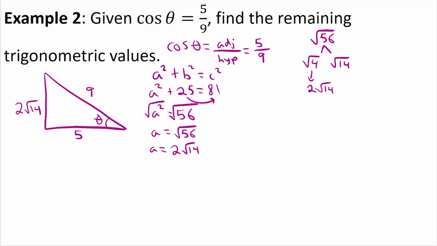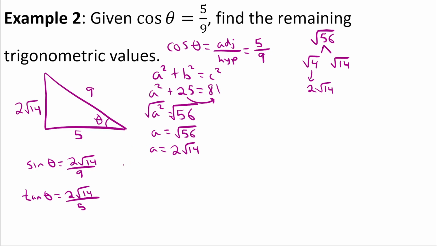Okay, now let's find the remaining trig values, and that would be sine of theta. I'm not going to write the sides anymore. We'll just do it from what we know. So sine theta is 2 root 14 over 9. And since the radical is at top, that is totally fine. Then you have the tangent of theta, which is 2 square root of 14 over 5.